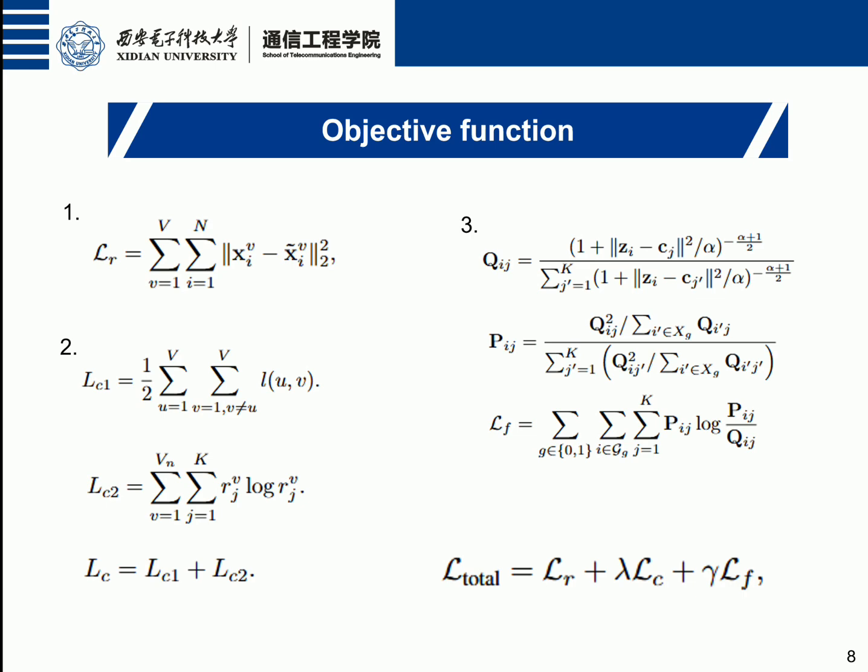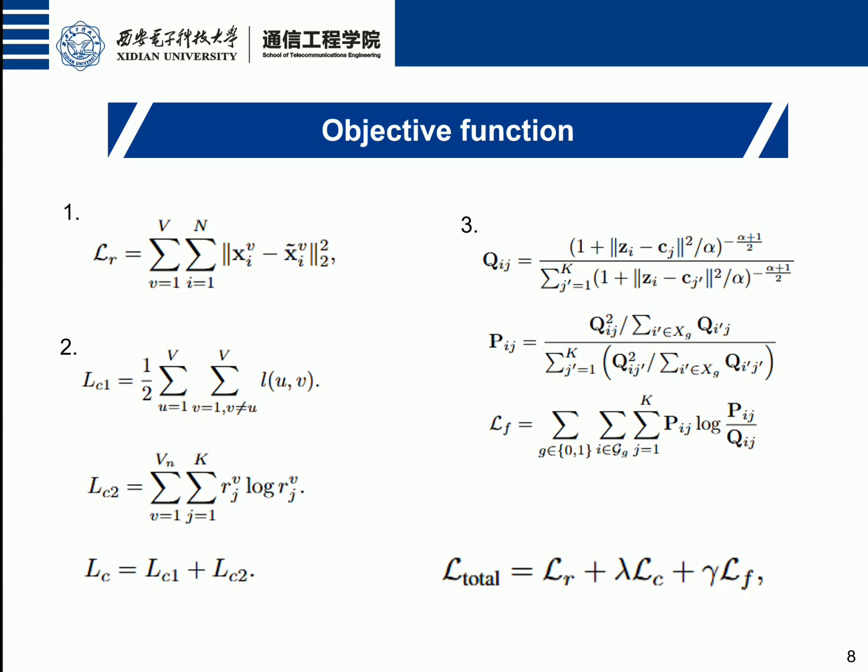L_C2 is the intra-view clustering entropy loss. It computes the cross-entropy of the clustering probability distribution R_J_V for each view, encouraging the model to output more confident and concentrated clustering probabilities, and avoiding overly ambiguous clustering results. The total contrastive loss L_C is the sum of these two terms. In the code, this loss is implemented by comparing the label probability distributions and adding entropy regularization.